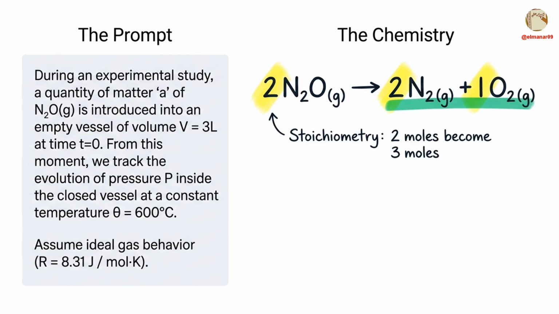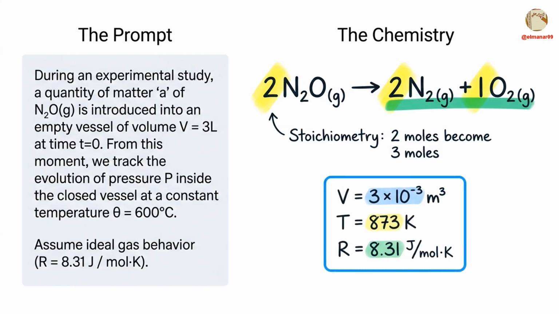Next, we have our experimental conditions. It's crucial to be precise with units. Our volume, V, is 3 liters. But for the ideal gas law, we convert that to 3 times 10 to the minus third cubic meters. Our temperature is a hot 600 degrees Celsius, so we add 273.15 to get 873 Kelvin. Finally, we have our gas constant R. These are the tools we'll use to bridge the gap between what we see and the math behind it.